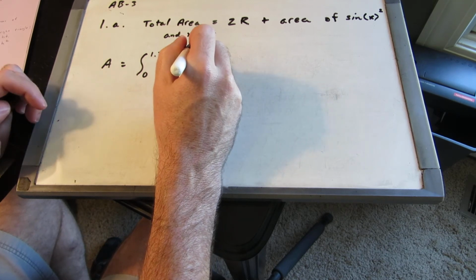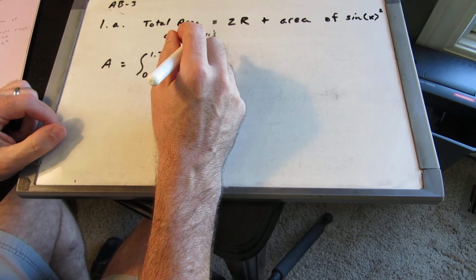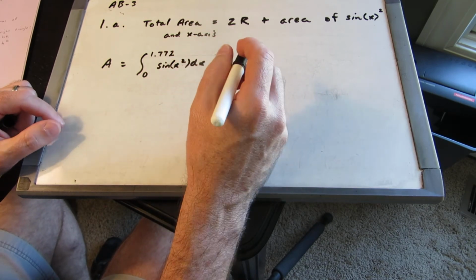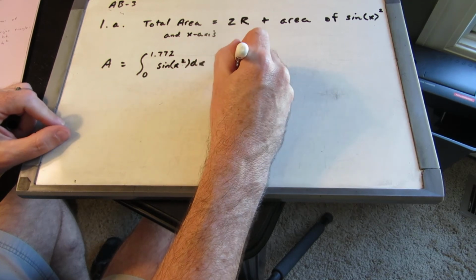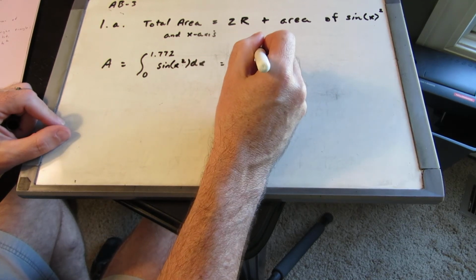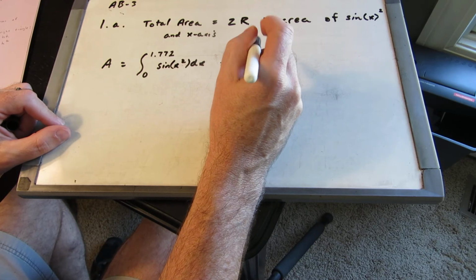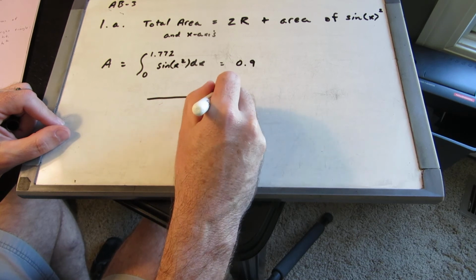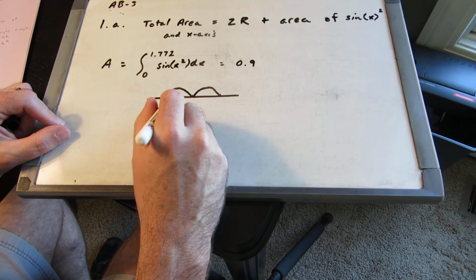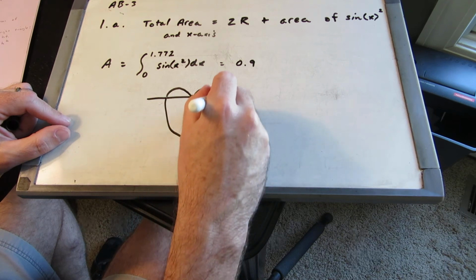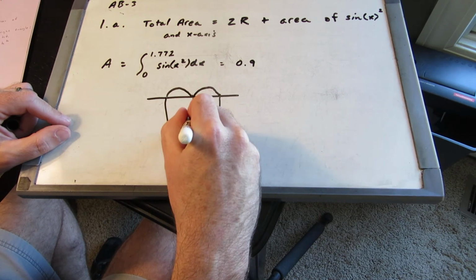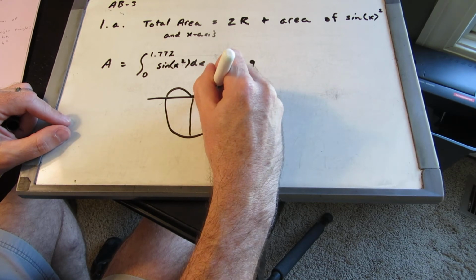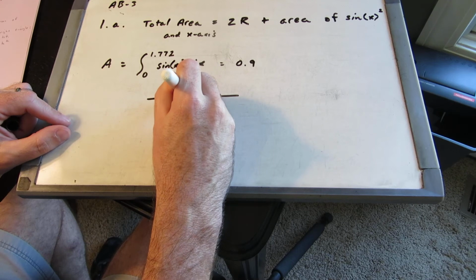So we could go from 0 to 1.772 of sine x squared dx, and what you will get is about 0.9, for that. Okay, and so for that shape, you've got that part, and all of that underneath looks like a kind of a big heart. So this part is about 0.9 from your calculator.